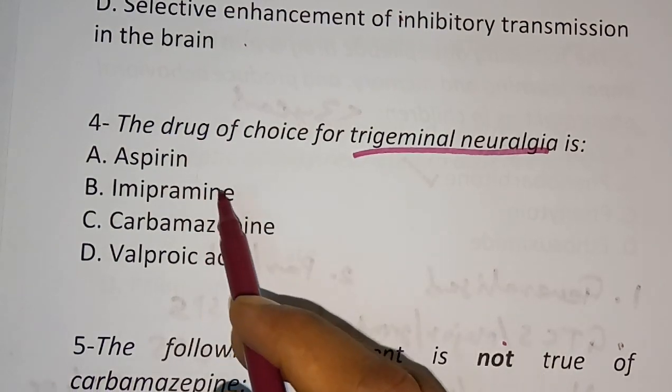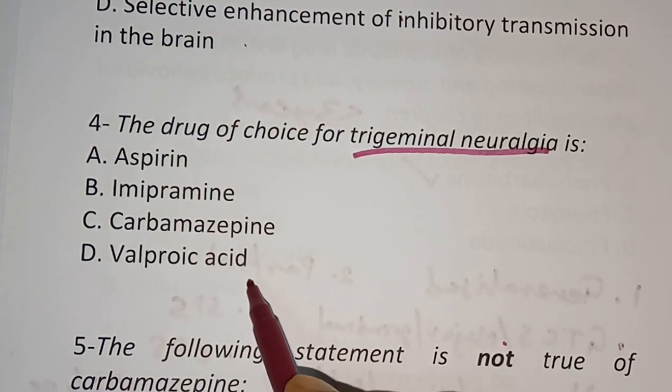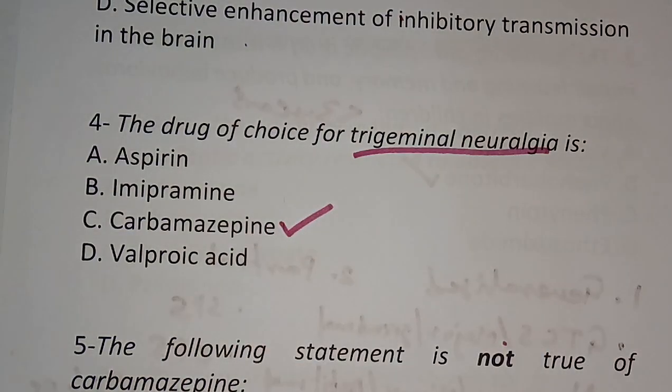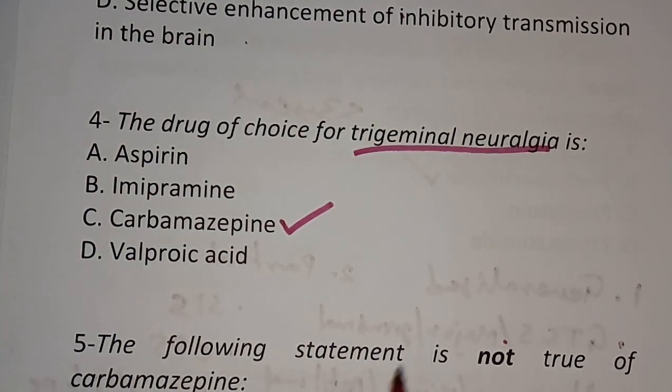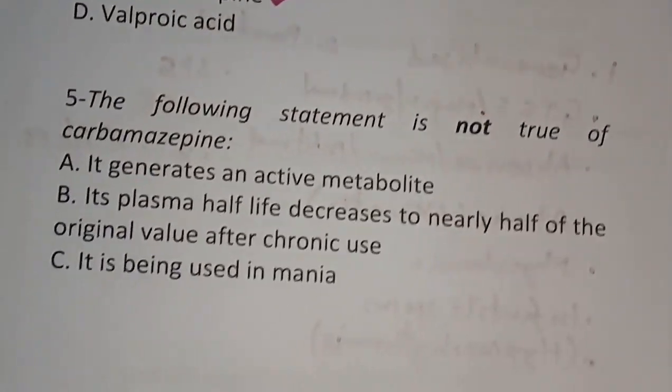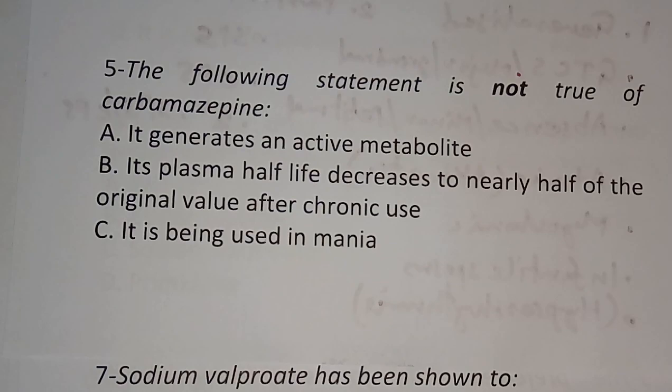The options are aspirin, imipramine, carbamazepine, valproic acid. The correct answer is carbamazepine. Carbamazepine is the drug of choice in case of trigeminal neuralgia. After discussing all the MCQs, we will see the drugs of choice at last. We will see the next question, question number 5.